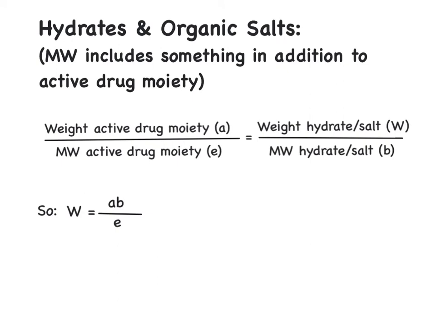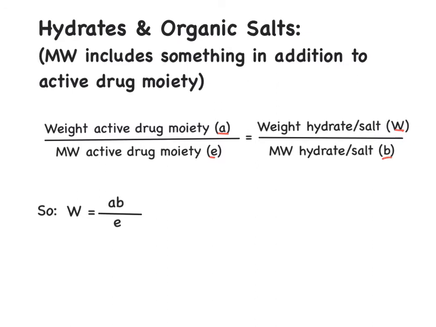So let's take a look at hydrates and organic salts. This is just anything where we have some chemical form of our molecule where the molecular weight is going to include something in addition to just the active drug moiety or drug base that we're interested in. So for determining calculations for how much to adjust your measurements, you can just set up simple ratios. So as I have here, we could set up a ratio where we say our weight of active drug moiety, abbreviated A, over the molecular weight of that drug moiety, E, can be set equal to the weight of the hydrate or salt, abbreviated W, over the molecular weight of that hydrate or salt, B.